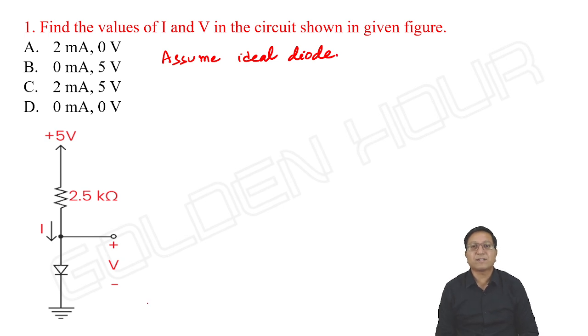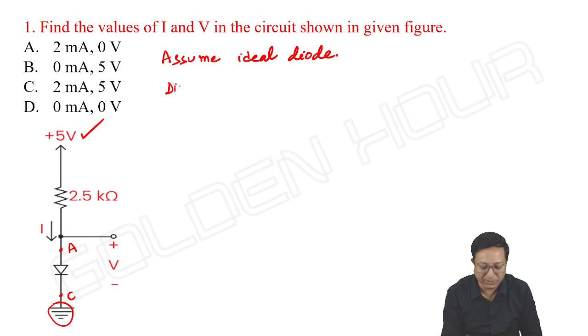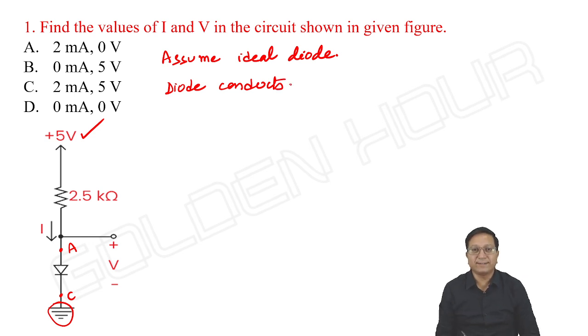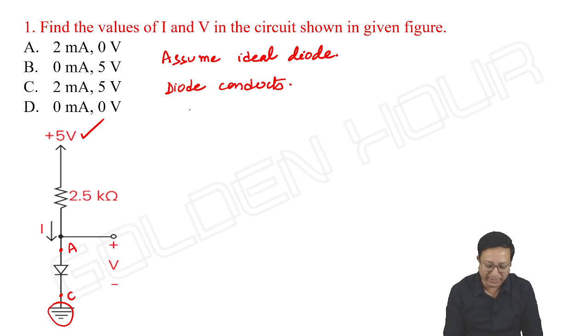Next, what about the status of the diode? If you look at the two terminals, anode and cathode, cathode is going to the ground potential and anode is going towards 5 volts. So definitely anode is at higher voltage compared to cathode, hence the diode conducts. Once the diode is on, as it is ideal diode, it acts as short circuit. So what is the equivalent circuit?